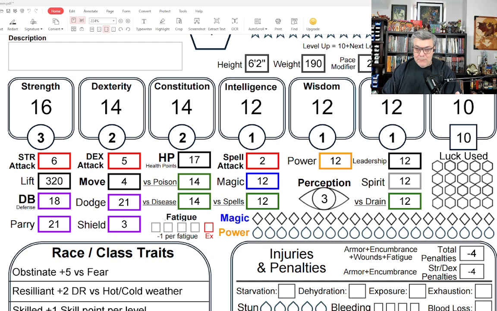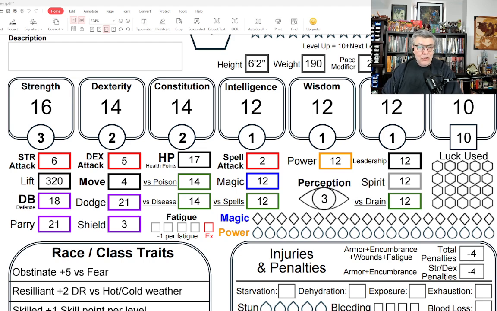All right, we're just picking up right where I left off. We just covered how to do physical attacks. I'm going to cover a very short video on spell attacks. So spell attacks, again, you're rolling your d20 and you're adding your spell attack total.